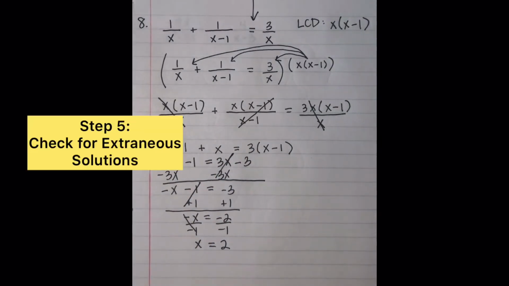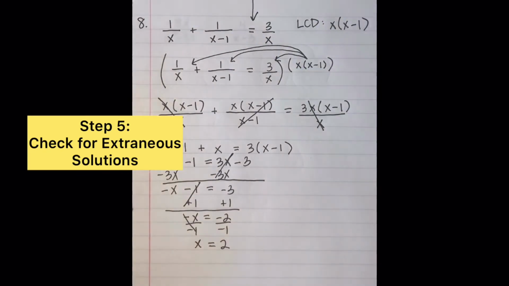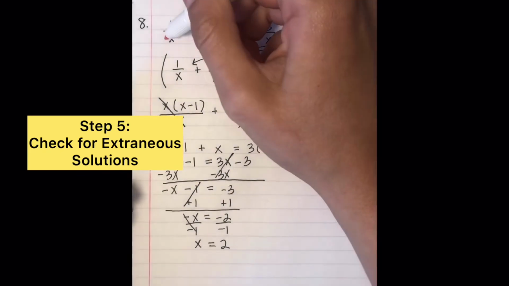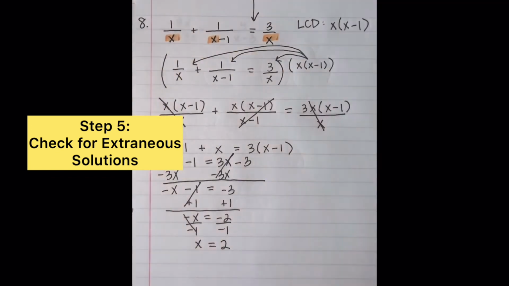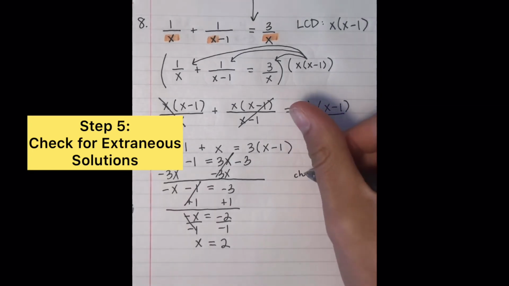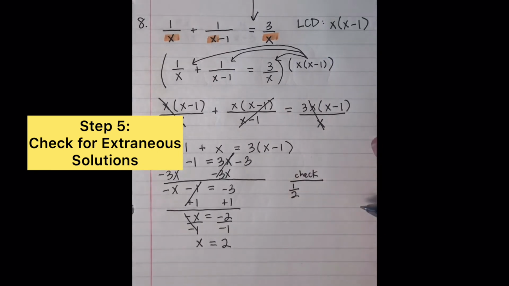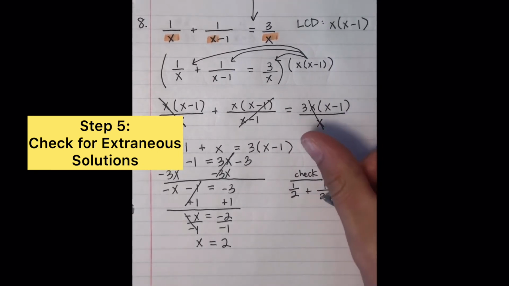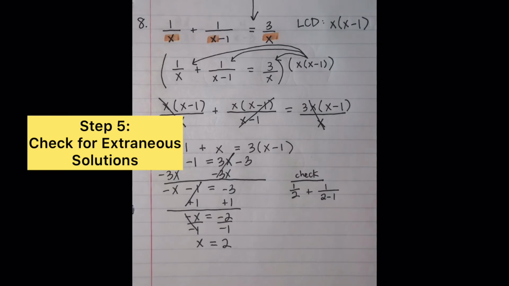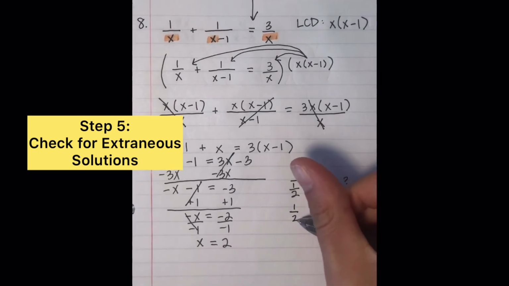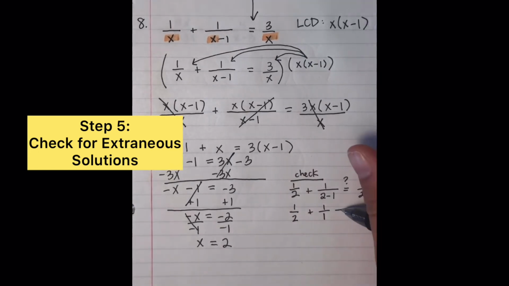We do need to check our answer to make sure that it works, so we'll plug in x equals 2 into all of the x's on the original. So here, here, and here, just to make sure. So off to the side, I'm going to say check. I'm going to have 1 over 2 plus 1 over 2 minus 1 equals, with a question mark because we're checking, 3 over 2. So I've got 1/2 plus 1 over 1 equals, with a question mark, 3 over 2.